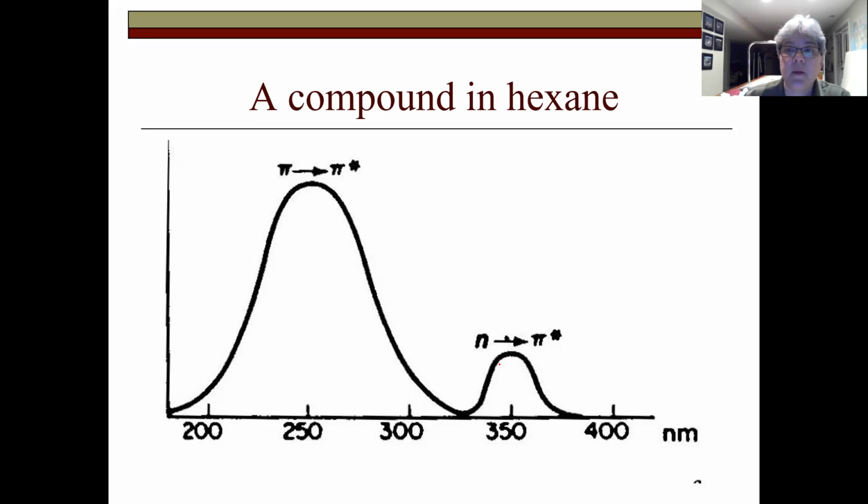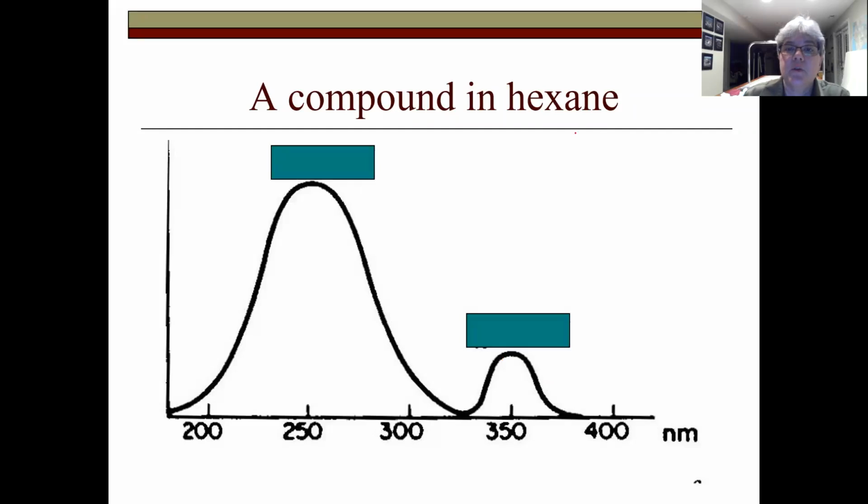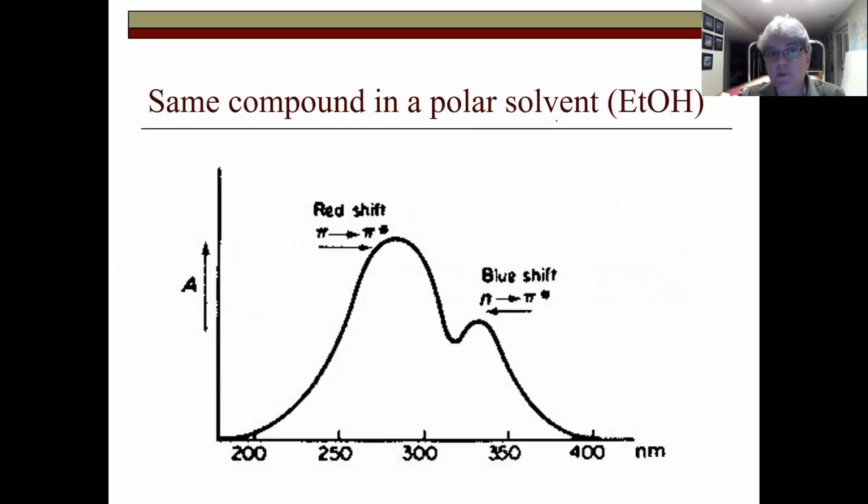So how can we prove that this peak is pi to pi star and this one is N to pi star? Well, what we just looked at, we can change the solvent. Notice this is non-polar, so we change this to a polar solvent and get the absorption spectra. So, same compound now in ethanol. And notice this peak red shifted and the other peak blue shifted. So now we know for sure this one's pi to pi star, this one's N to pi star.